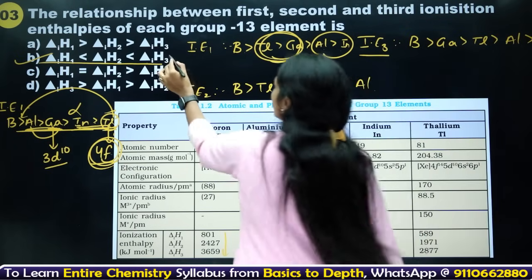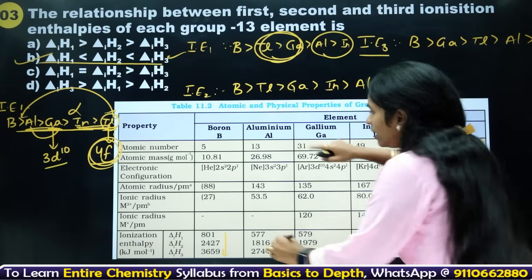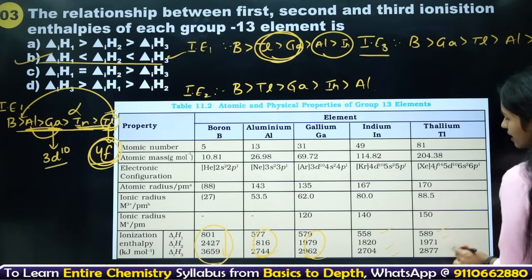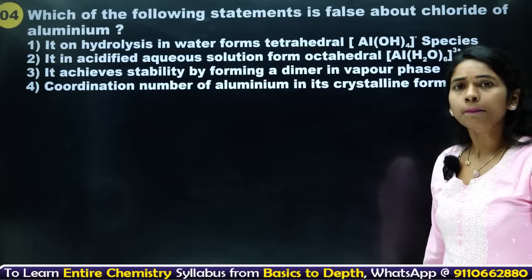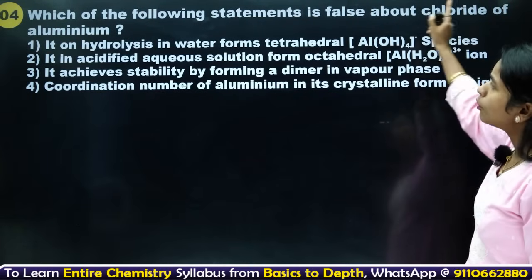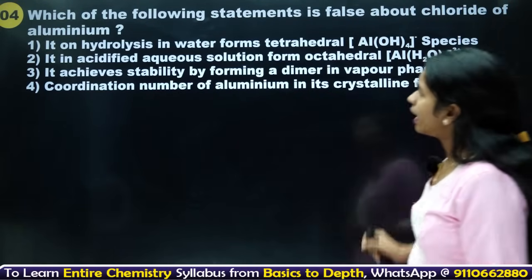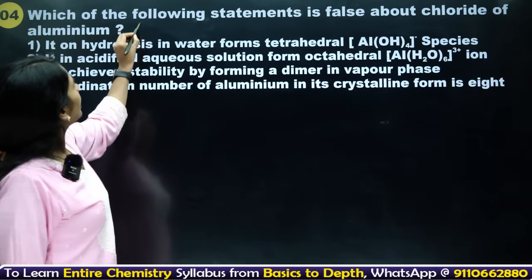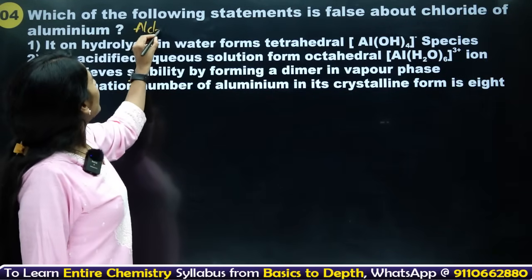Actually our question is only this, but I covered the total. Any ionization energy order you will do it, IE1, IE2, IE3. Is it clear? Next. Which of the following statements is false about chlorides of aluminium? They are asking about AlCl3.